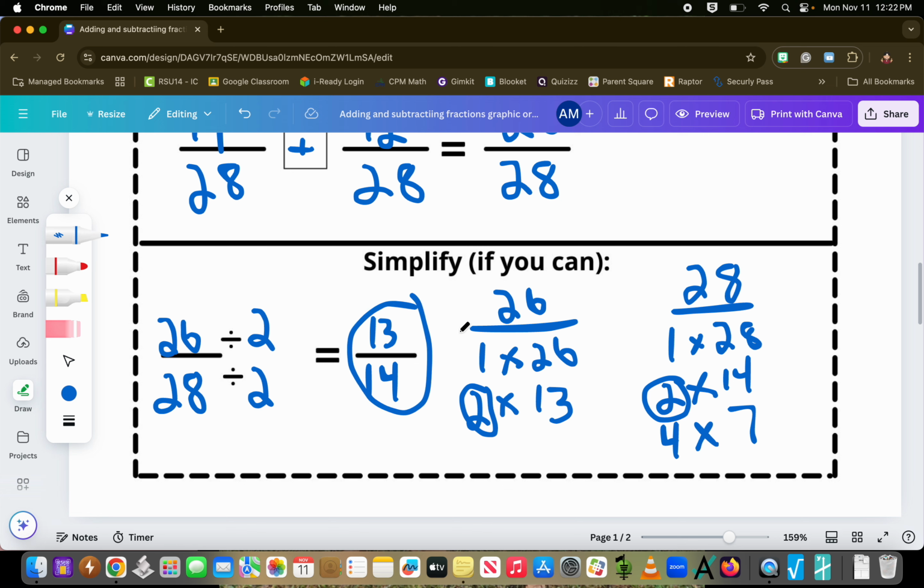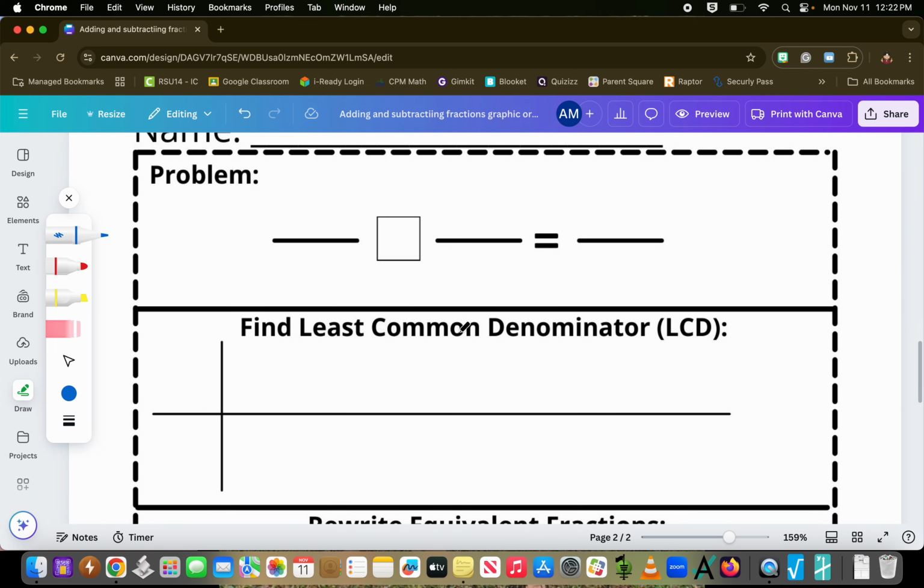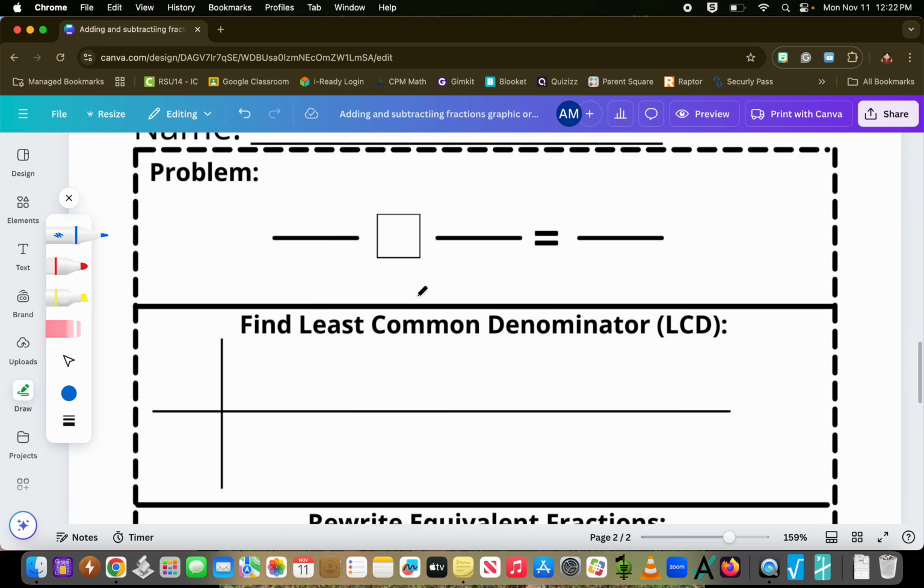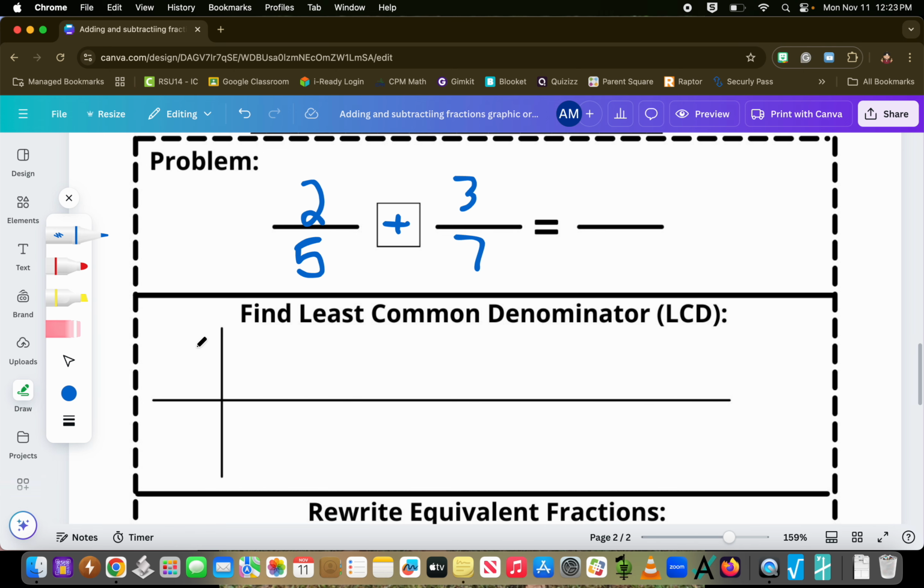All right, let's look at another example. So if I have 2/5 plus 3/7. So again, we follow the same rules we did up top. If I think about my denominators, I've got 5 and 7. I'm going to skip count by 5 and skip count by 7. Or if you have your multiplication chart handy, look at those, your rows or your columns, to see which is the first number that these two share.